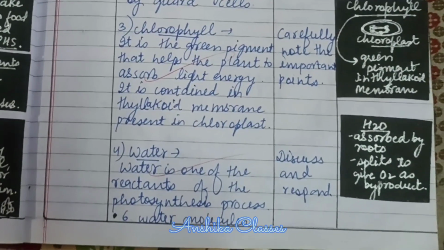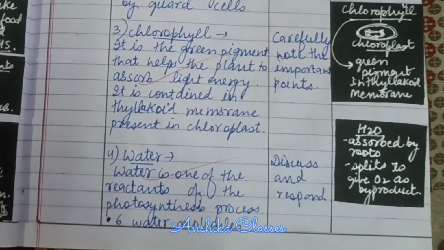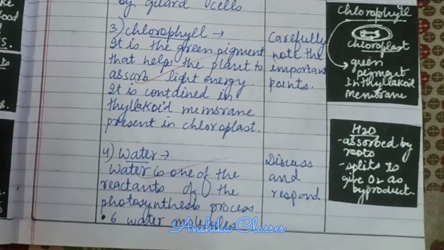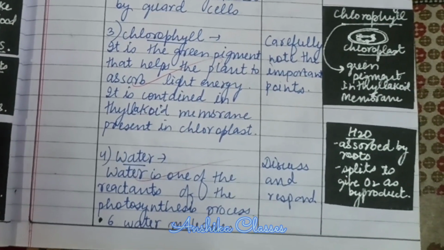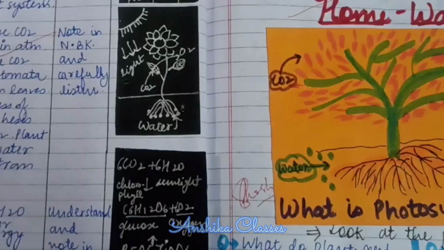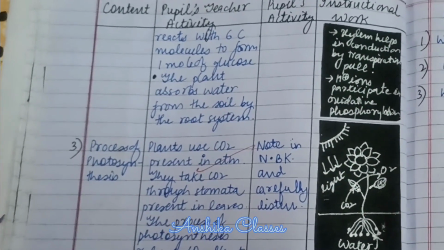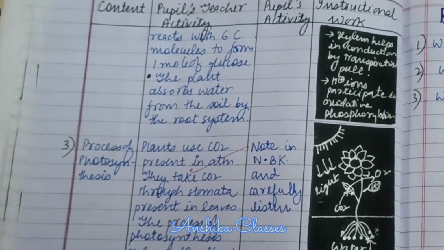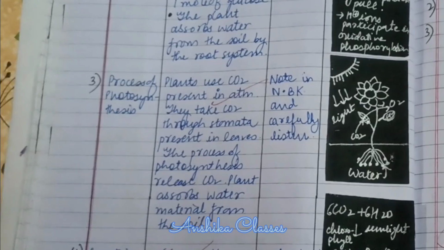Water. Water is one of the important reactants of the process of photosynthesis. 6 molecules of water combine with 6 molecules of carbon dioxide to form glucose. The water also splits into oxygen as a byproduct. The water is supplied to the whole plant by the process of transpiration pull, and the H positive ions participate in oxidative phosphorylation.